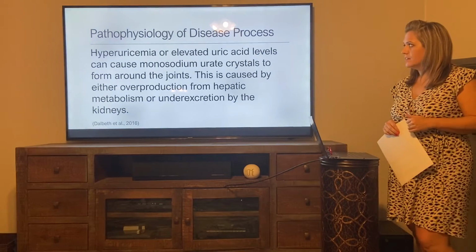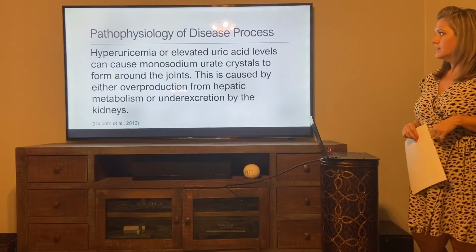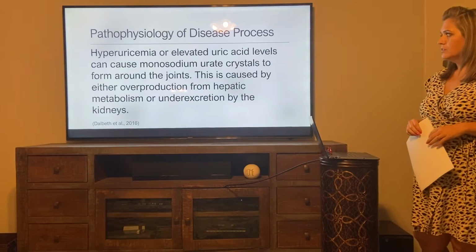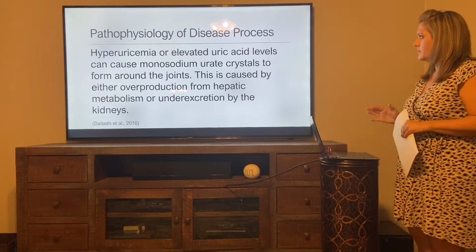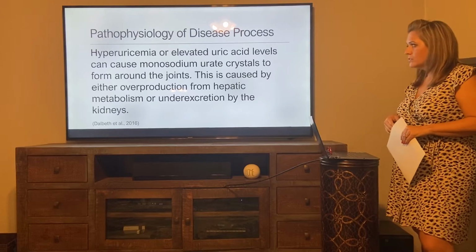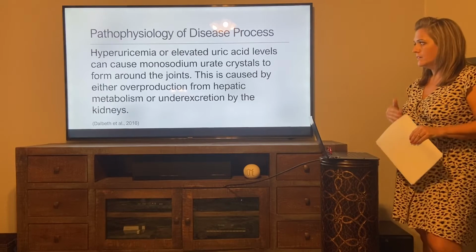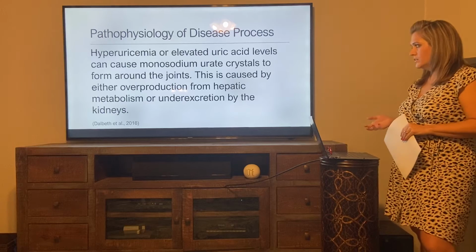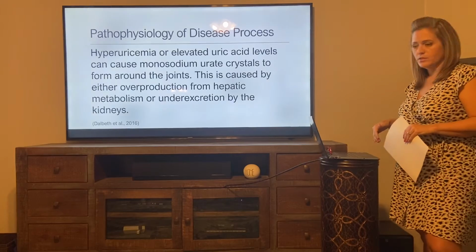Pathophysiology of the disease. It starts with the uric acid levels being elevated, which then cause formation of crystals, and those are centered around the joint. This whole process of the elevated uric acid and then the crystals is a result of overproduction from hepatic metabolism, meaning that the liver is metabolizing too much, or under-excretion by the kidneys, meaning the kidneys are not getting rid of the uric acid like they should.